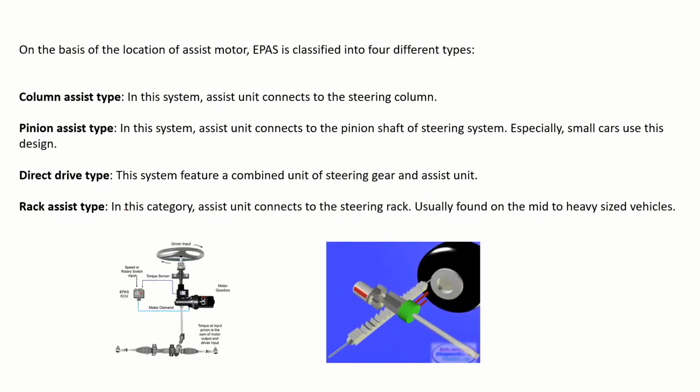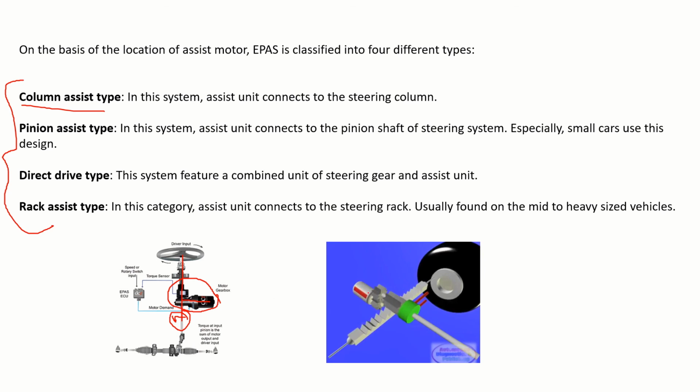Again, there are many types and designs in the EPAS system. Column assist type, you see here. Here I am using the motor to rotate this column, then it will go to the pinion. So the torque it gets is the driver's torque plus the torque developed by the motor, and the total torque will come over here. So I can use the column assist type.